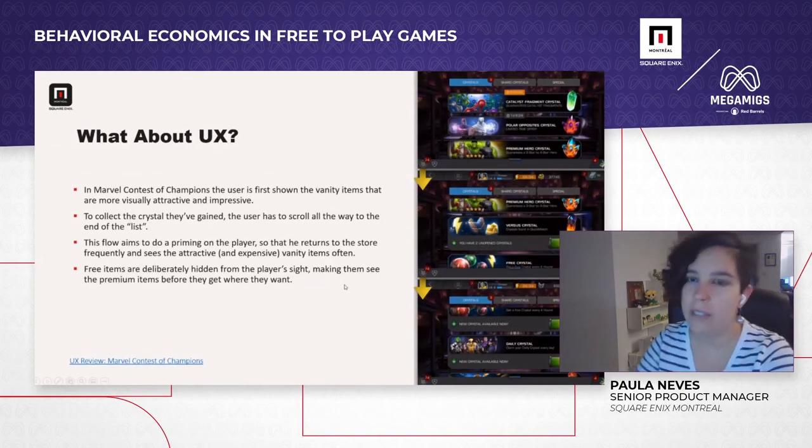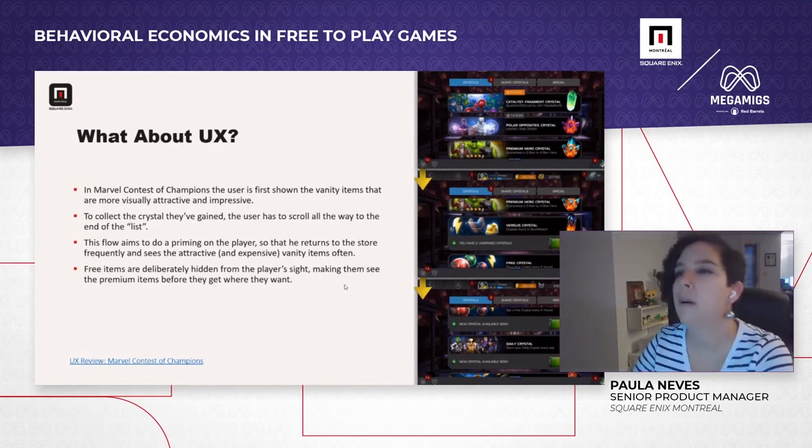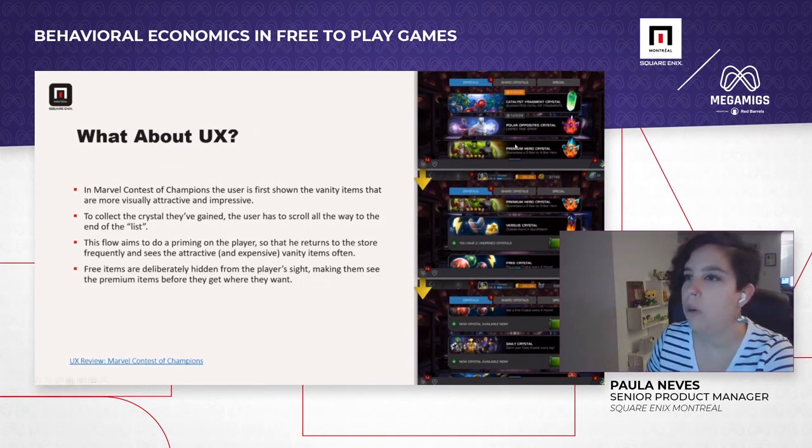And since I mentioned UX, I wanted to make a little point about this. In Marvel Contest of Champions, the user is first shown all the vanity items in the store that are more visually attractive and impressive. As you can see here, to collect the crystal that they've gained for free, they have to scroll all the way down. This flow aims to do a priming on the player so that he returns to the store frequently and he sees the attractive and expensive stuff first, right? And then he has to go through all of that to get to what he wants. The free items are deliberately hidden from the player's sight.